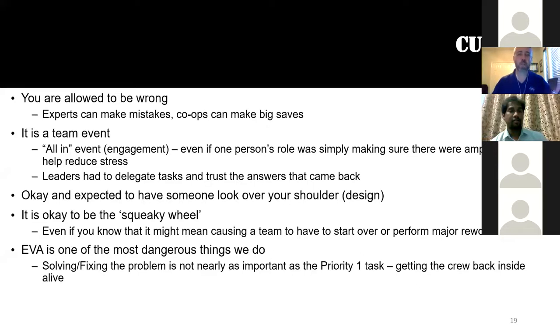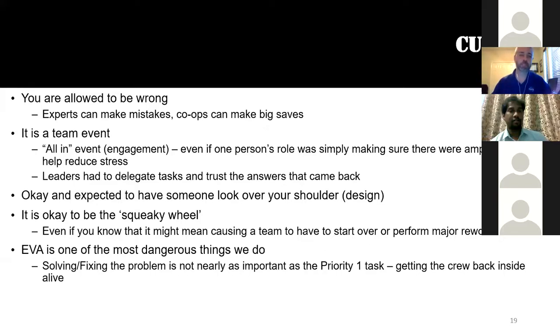This is an all-in event, and we have managers that are happy to take a secondary role. They made sure that their people were engaged and they let the experts do their jobs. And that meant that people were hungry and they didn't have time to go get lunch. And so you had the bosses going out, bringing in food and keeping everybody engaged, but then also watching out for the health and safety of their team and making sure that people are taking breaks.